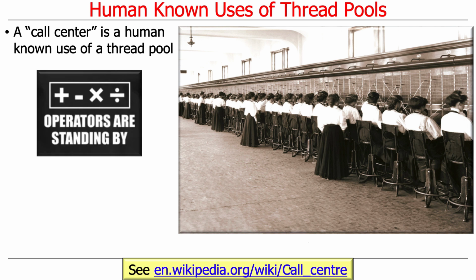And in that environment, there's going to be a pool of operators standing by, which I always thought was clever. Operators are standing by. Do you get it? It's like C++ or C operators, arithmetic operators. So the operators are standing by. There's a pool of them. There's obviously not one operator for everybody calling in. And invariably, when you call a call center, you have to go through a menu, and then eventually you get put in a queue, and it says something like, calls will be answered in the order received, so don't hang up and try again. So there's obviously a queue of calls, and there's a pool of operators, and they're responsible for handling the calls. So that's a good example of a human known use of all this stuff.